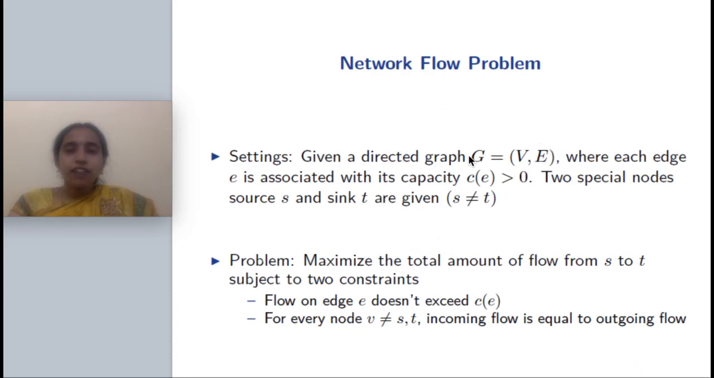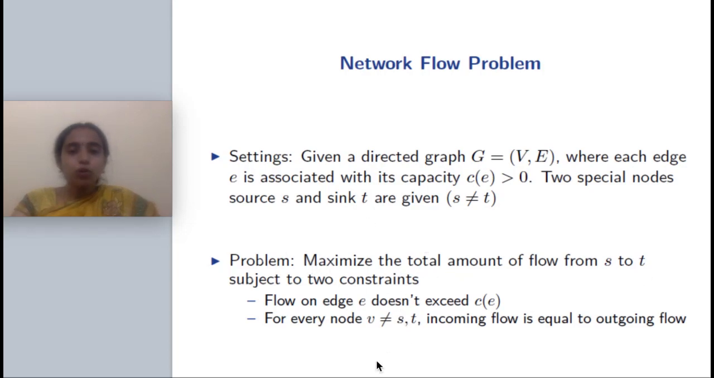Here you will have a directed graph G, which has vertices V and edges E. Every edge will have a capacity c(e). This capacity will always be greater than 0. Then you will have two special nodes: the source node called S and the sink node called T. So this is the graph scenario. Here, what is your problem? Your problem is to find the total amount of flow which is maximum. From S to T, from source to sink, what is the maximum total amount of flow? That is what you are going to find.